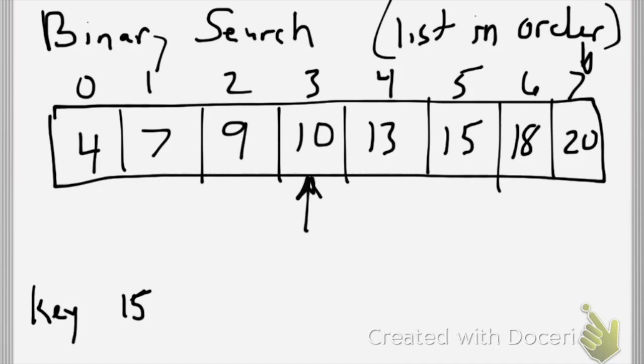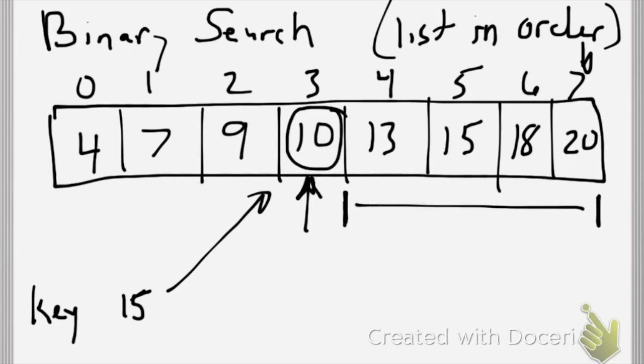Basically, this is my midpoint. So I'm going to look at this number, 10. Is 10 the same as 15? No. However, I know that 10 is less than 15. Therefore, I know that 15, if it's in the list, has to be on this side of the list. So now I just do the same thing, only with this side of the list.